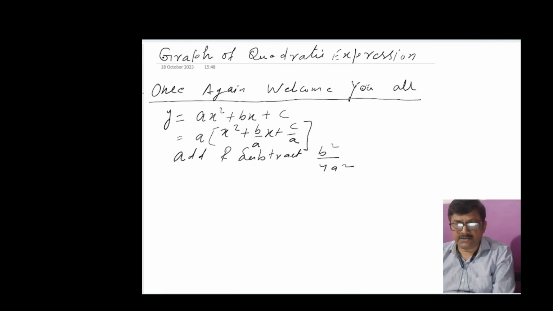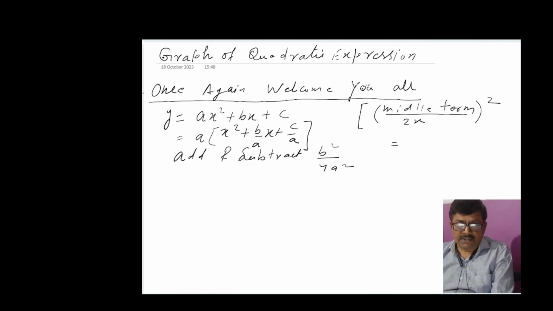Now the question arises, how do we know we will add and subtract b square upon 4a square? For this, we have studied this concept in previous classes, in 9th and 10th: the method of making a perfect square. So what do we do to make a perfect square? Take the middle term divided by 2x and do the whole square. Okay?